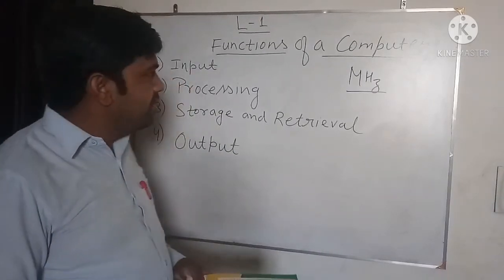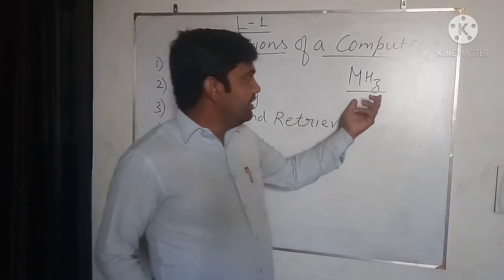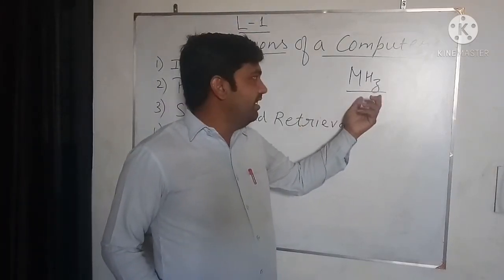Megahertz. Mega means 10 to the power 6. 10 to the power 6 means 10 lakh. If a computer executes 10 lakh instructions in 1 second, that is called a megahertz.